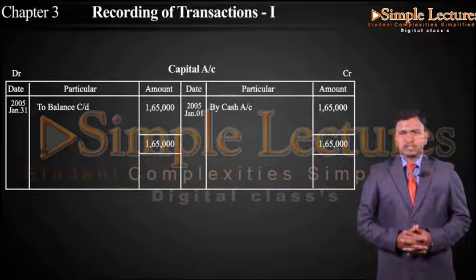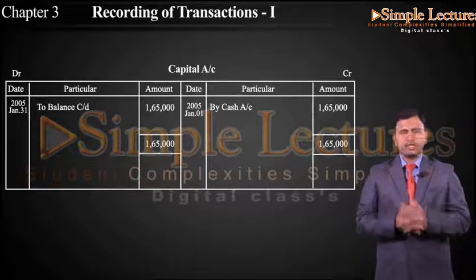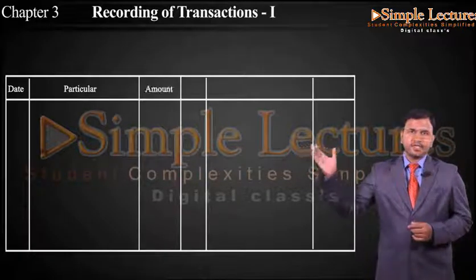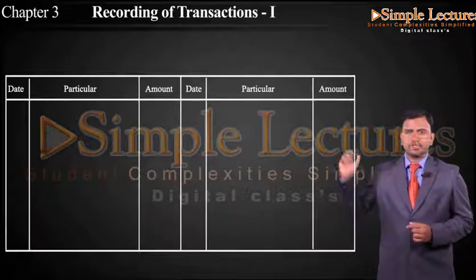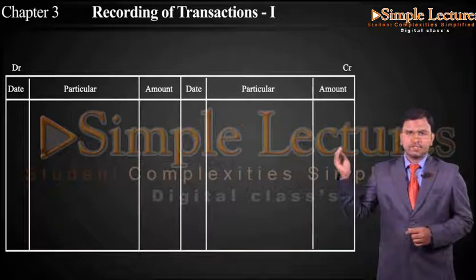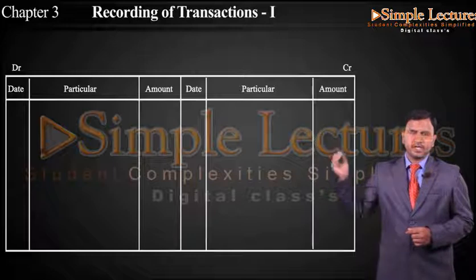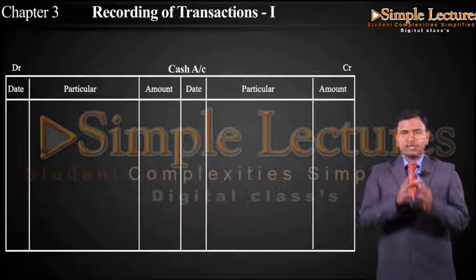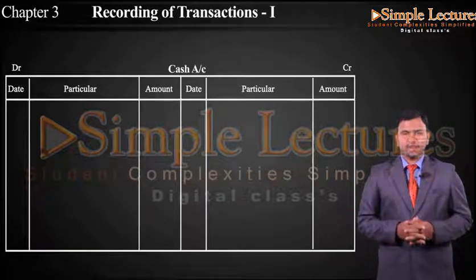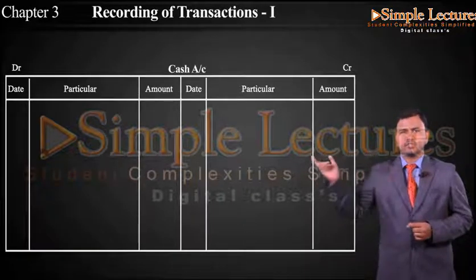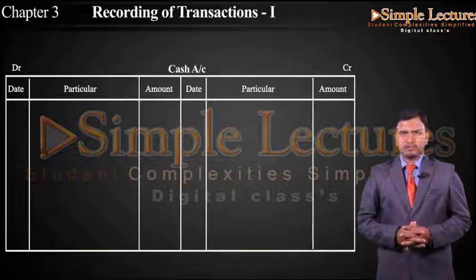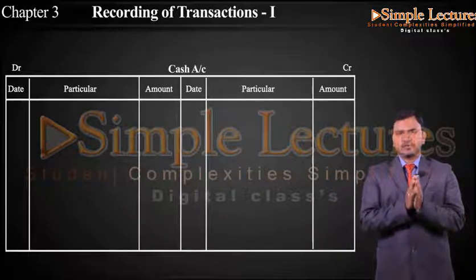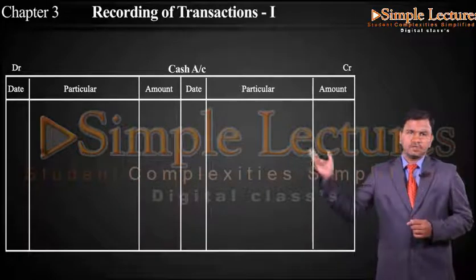Let us go for the next ledger account, which we have to prepare for cash. Again the format remains the same: date, particulars, amount, with DR on the left hand side and CR on the right hand side, which is nothing but debit and credit. The table name will be the cash account. In the journal, wherever we have cash, that particular cash will be posted to the ledger account. So let us start from the first entry from the journal.